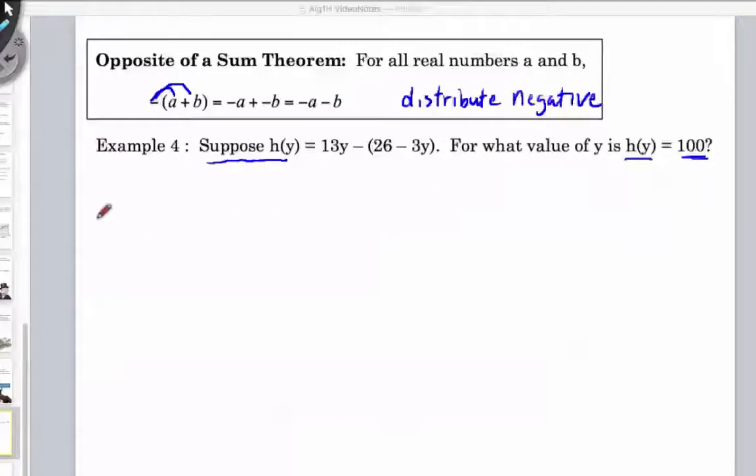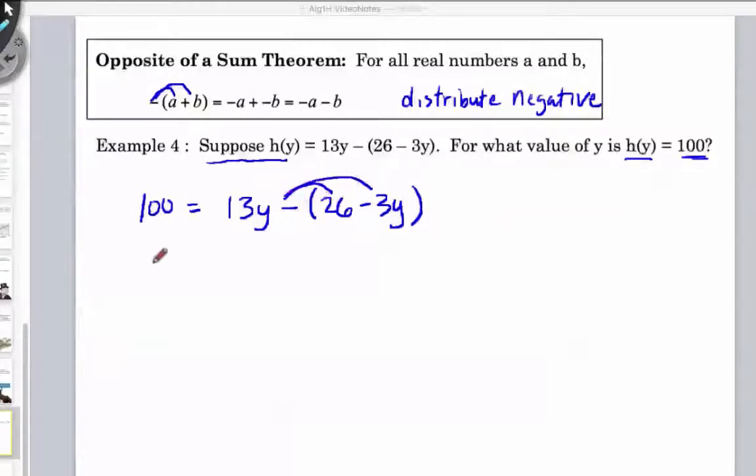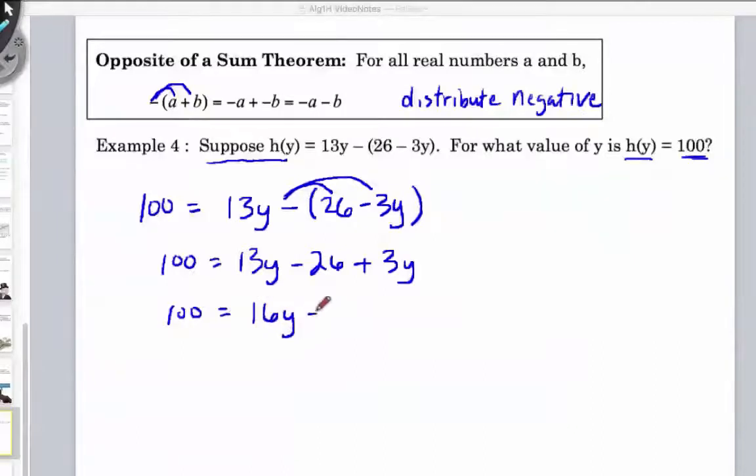So we'll set up 100 and set it equal to 13y minus the quantity 26 minus 3y. So there's our negative. It appears out in front of our parentheses. I need to distribute it to both of those terms. 100 is equal now to 13y minus 26, and a minus a negative becomes a plus, so it's plus 3y. Now we're going to combine our like terms. We'll get 16y minus 26. We'll move our 26 over by addition, set that equal to 16y, and divide both sides by 16.